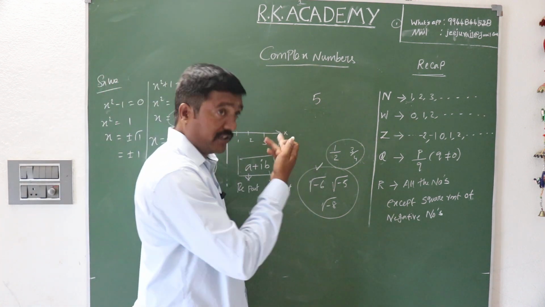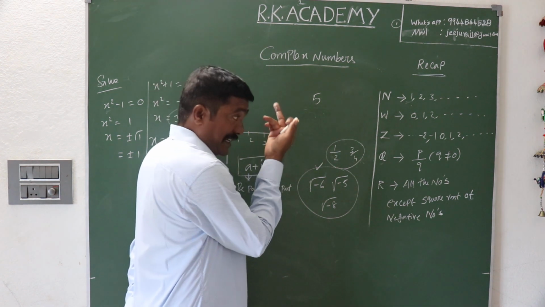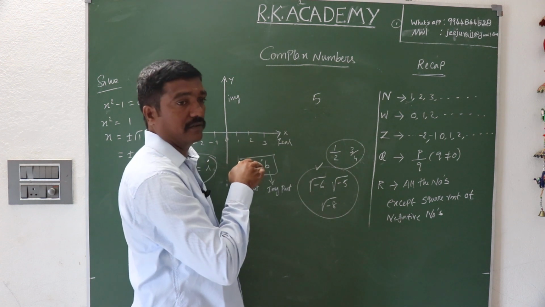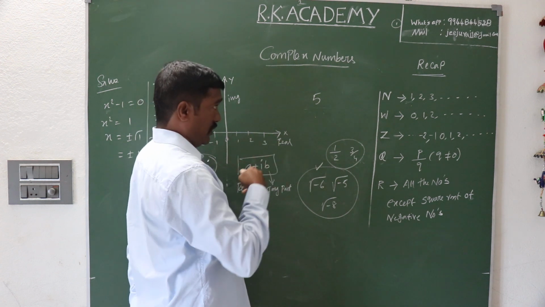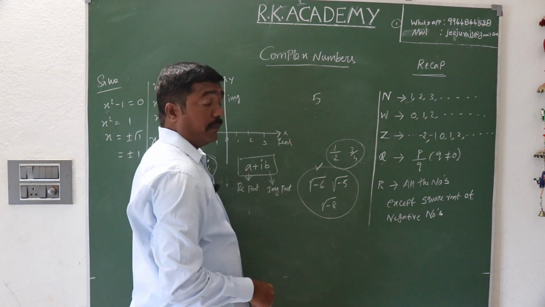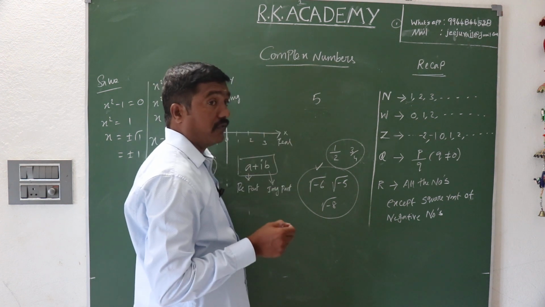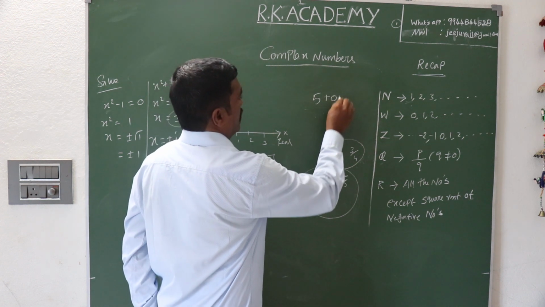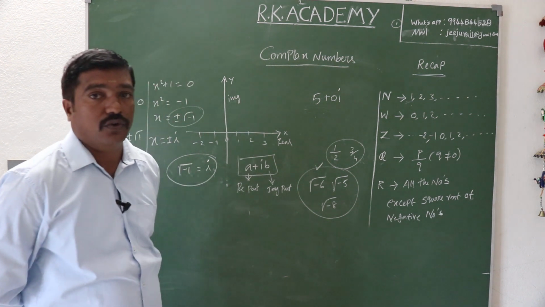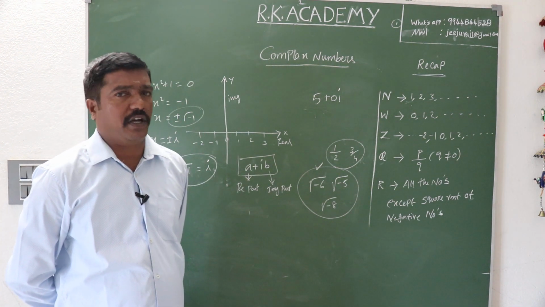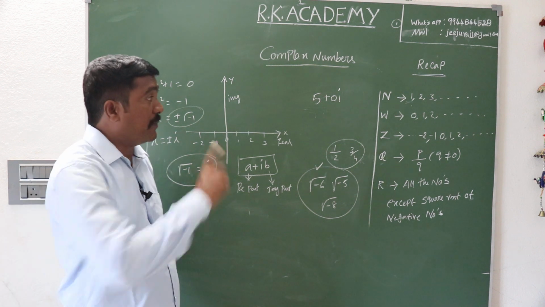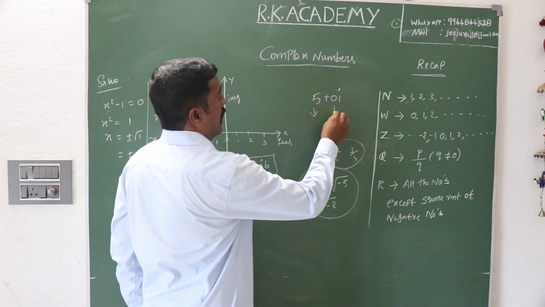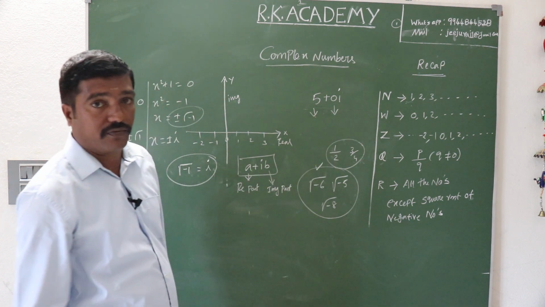Now let us see. 5 is a natural number, whole number, integer, rational number, and real number. Is it a complex number? We write it in the form of a plus ib. Yes, we can write it like this, with the imaginary part 0: 5 plus 0i. Now 5 is called the real part of z and 0 is called the imaginary part of z.